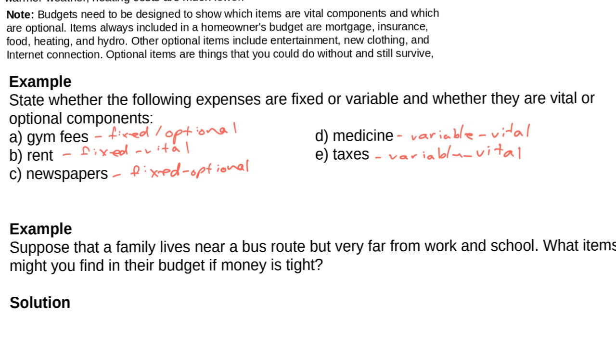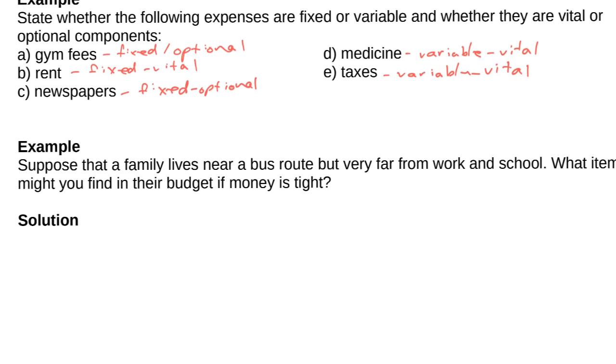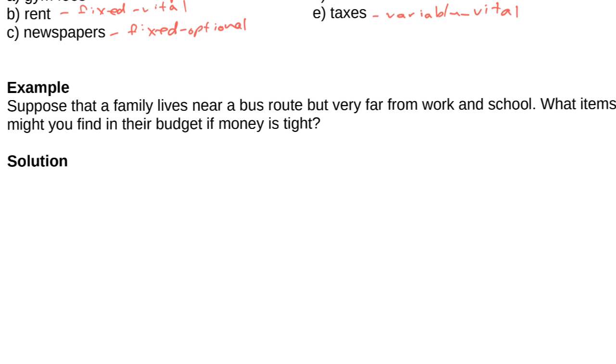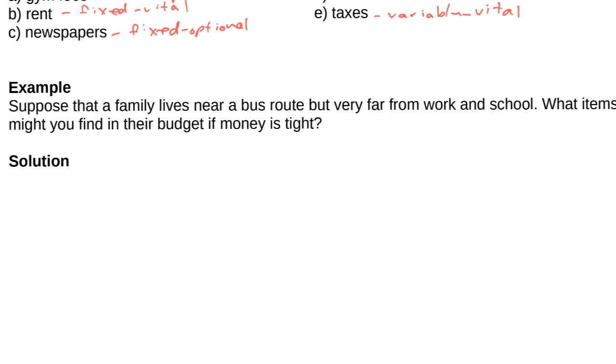Now let's go on to our next thing here. Imagine that a family lives near a bus route, but is very far from work and school. What items might you find in their budget if the money is tight? In larger towns, you frequently have buses that you can take, right? And frequently we either have bus tickets or tokens that allow us to get on the bus, or you would end up with bus passes that you would use for your transportation. So that would be in the budget.